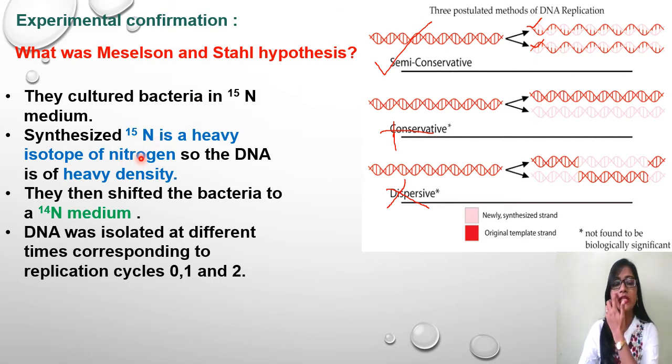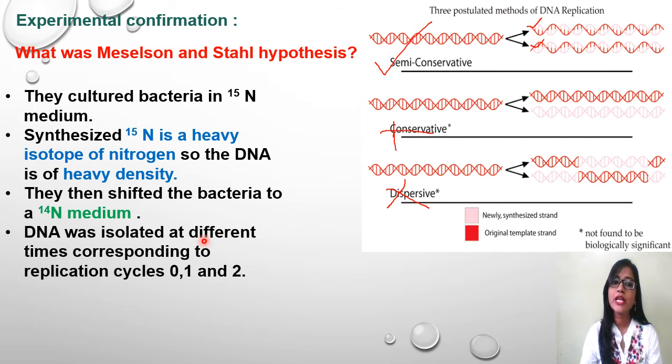N15 is a heavy isotope of nitrogen, so the DNA is of heavy density. That we have observed in the first test tube. The band in the density gradient centrifugation was completely in the lower part of the centrifuge tube. Then they shifted the bacterial cells to the N14 medium. The first generation you have observed in the previous slide. So in the first generation we have seen that in the density gradient centrifugation, the N14 N15 hybrid type of band was observed.